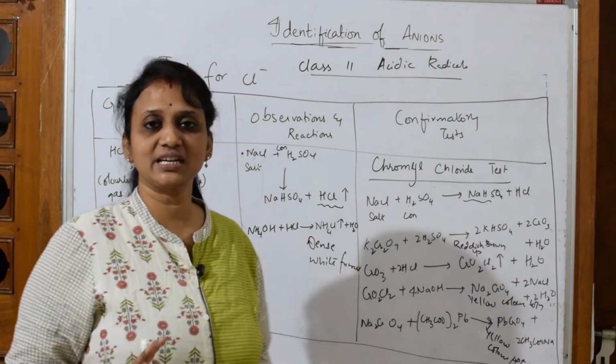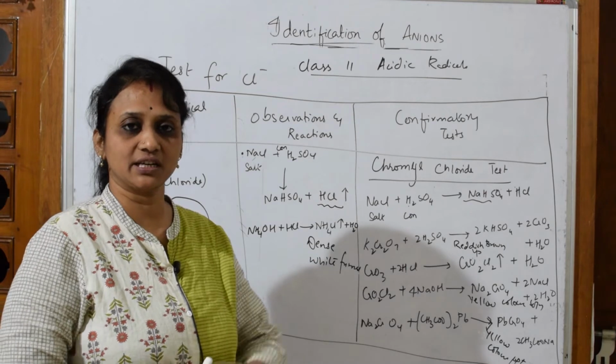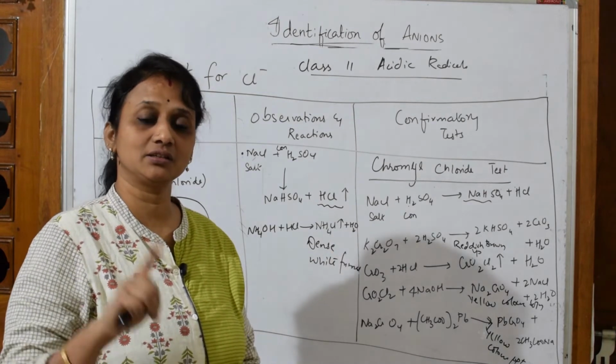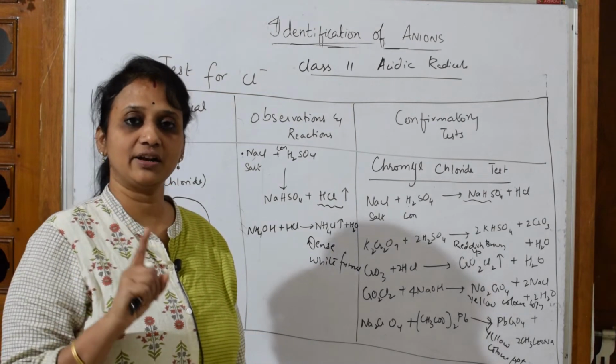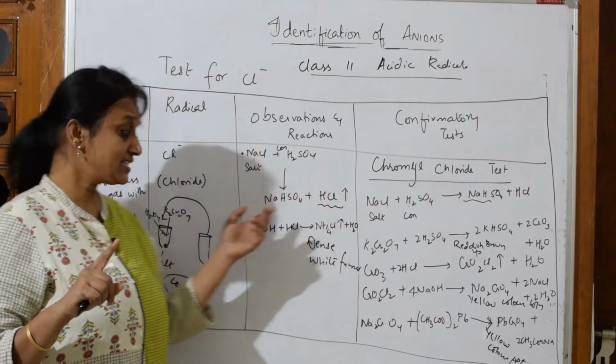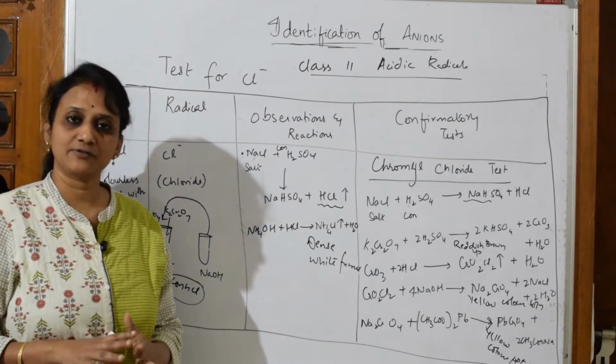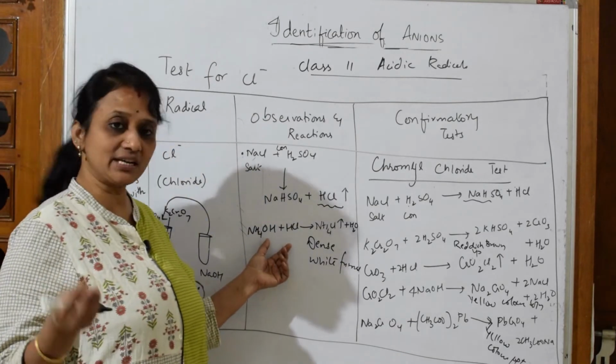So students, once again, let us recollect the chloride test. Let us understand once again. First, I took the salt and added concentrated sulfuric acid. I observed HCl vapors, which were a colorless gas with a pungent smell. After that, I took ammonium hydroxide and added it to that.